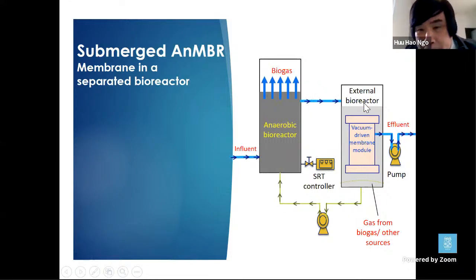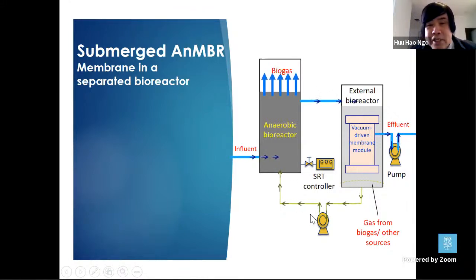We put the membrane inside the external bioreactor. So that means this is the concept. They recirculate the sludge back to the first anaerobic bioreactor to support the biological process.